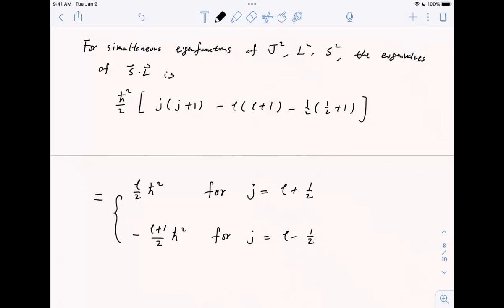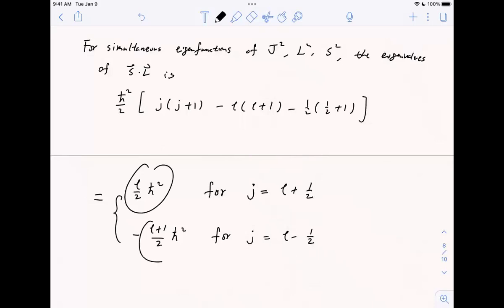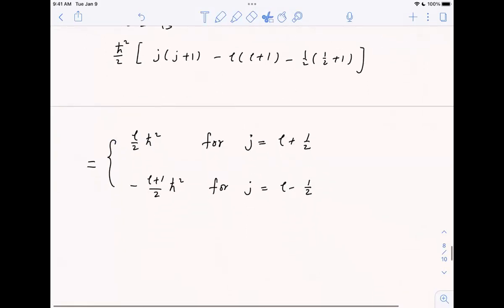So you just plug this in, and you'll find that this minus thing here will cancel out something. This one will also cancel out something. And eventually, after some algebra, you will get these two results. Okay, so I won't bother to go through the algebra. You can do it if you want to double check.